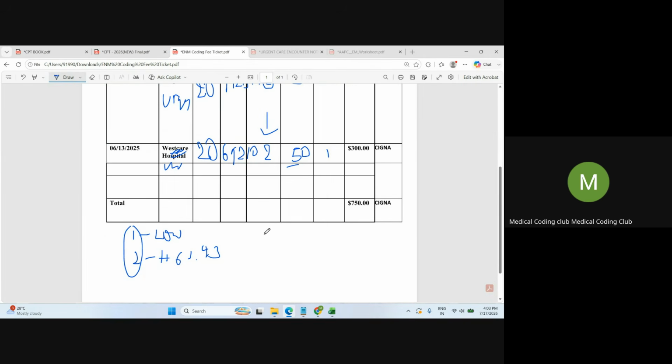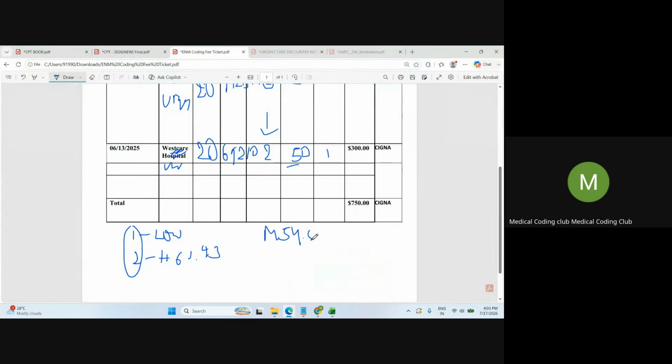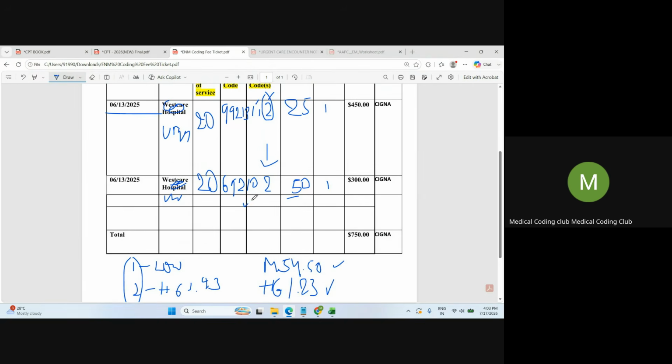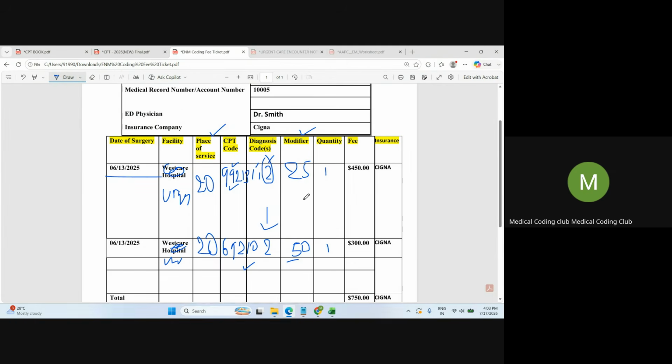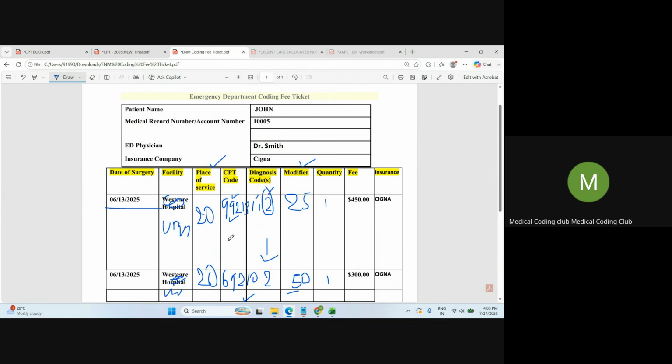In the first position, you can keep low back pain, M54.50. In the same way, in the second position, H61.23. These are the diagnosis codes. These are the procedure codes. This is an E/M code, and place of service is 20. Modifiers we have used are 25 and 50. This is how you need to code.